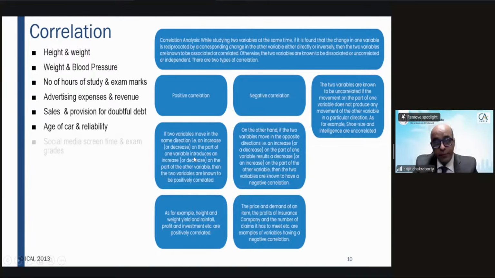Okay. Then you have social media screen time and exam grades. So the more number of hours I spend in social media, and maybe I also watch, apart from social media, a number of web series and OTT. So relation between screen time and exam grade. So there can be certain relation. Yes, very good. Negative. Thank you, Saraswati Koppar.